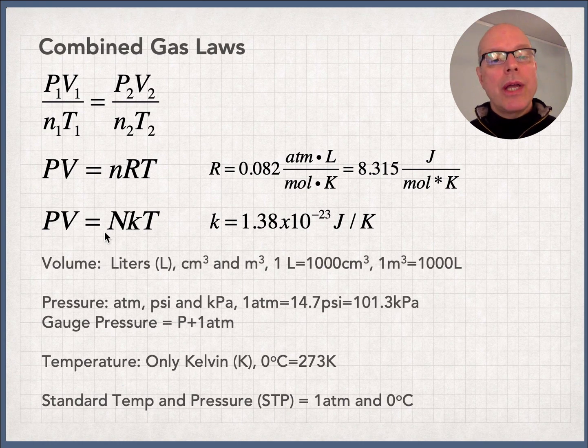So PV equals NkT has a different constant. What I think might be fun would be to see if you could divide this number right here by that number right there. So divide R by k. Let me know what you get and bring it up in class, okay?